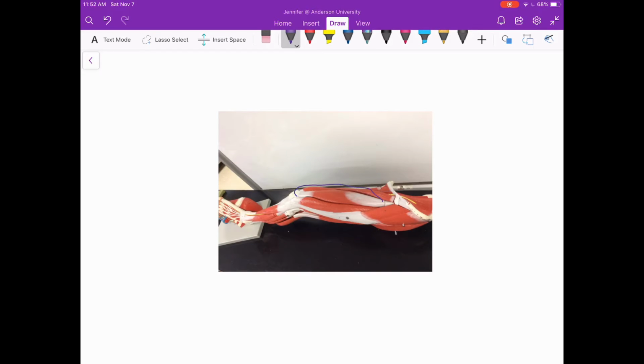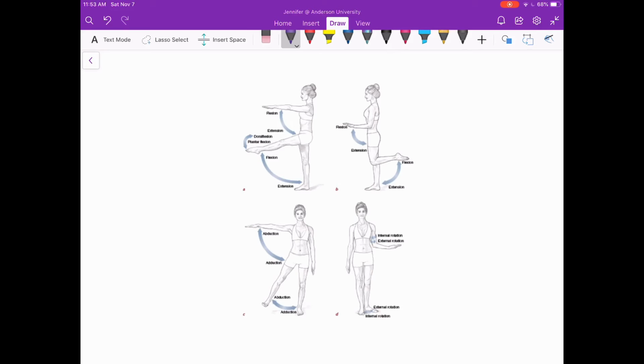Here we have a model. You can see the anterior portion of the thigh where the rectus femoris is located. Again, here's our diagram showing leg extension as well as the flexion of the thigh. It's got a lot of movements labeled here, pretty helpful for those.